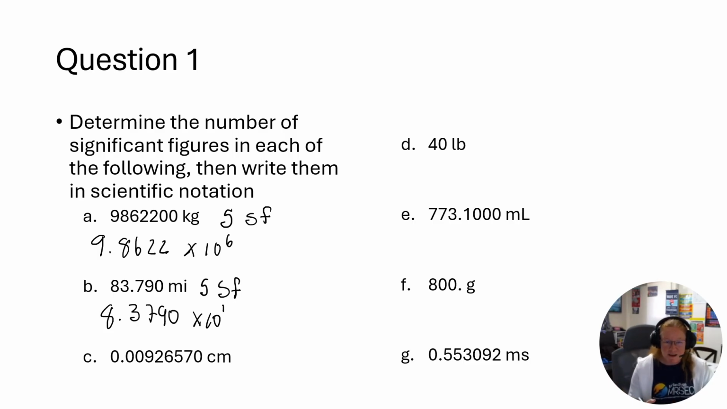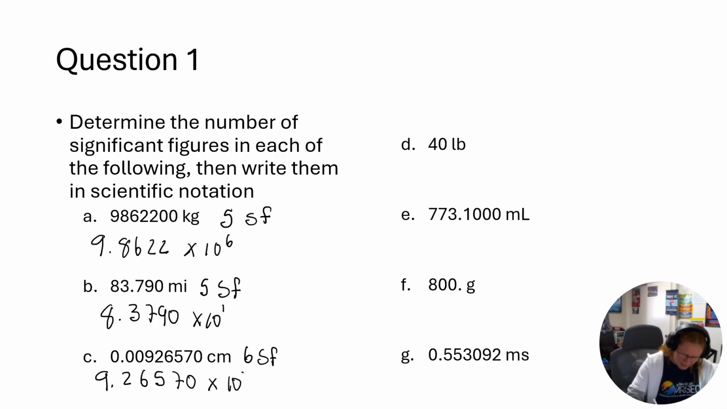They're leading zeros. All right, but at the very end, the 0 that comes after the 7, because 7 is a non-zero number and a decimal point appeared before 7, that 0 is significant. So I have a total of 6 significant figures here, and I'm going to get 9.26570 times 10 to the negative 3rd. Okay? Now this next one, I have 40 pounds. Or I should put, I did put units in all of these. There we go.